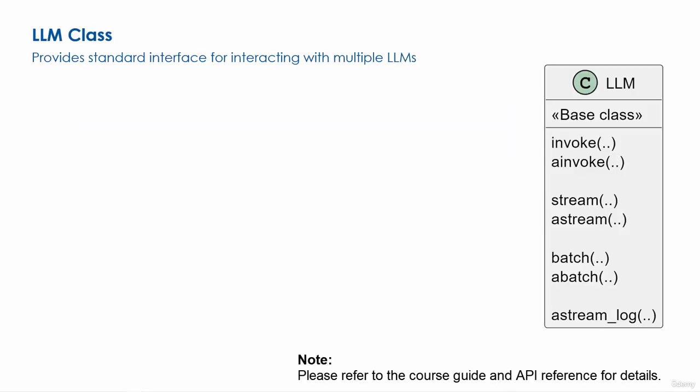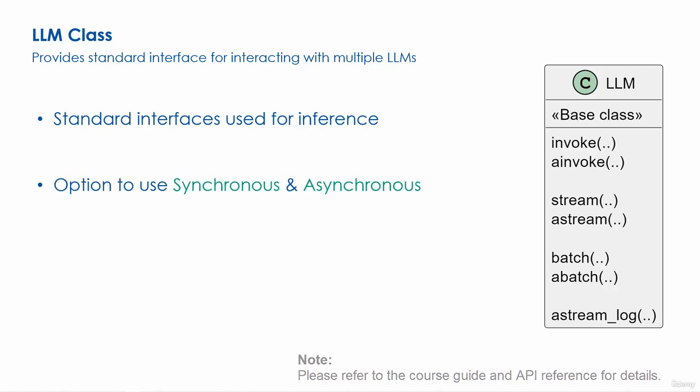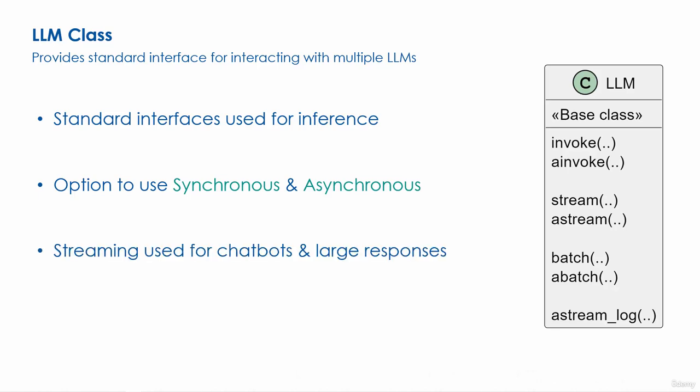The LangChain LLM class provides a standard interface for model inferencing. In this class diagram, I'm showing the commonly used functions in the base class for LLMs. The standard interface offers options for synchronous as well as asynchronous inferencing. In addition, there is a streaming option that is used for building chatbots or interfaces that receive large amounts of text as response from the LLM.